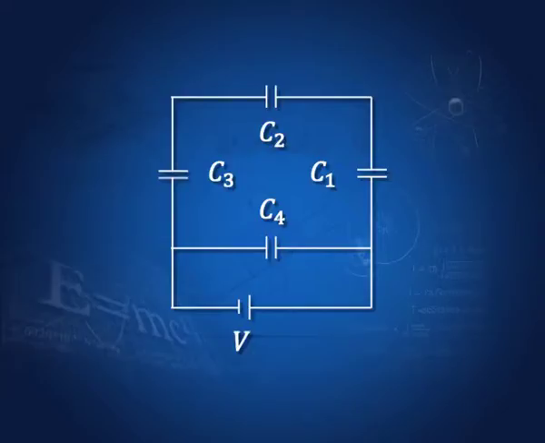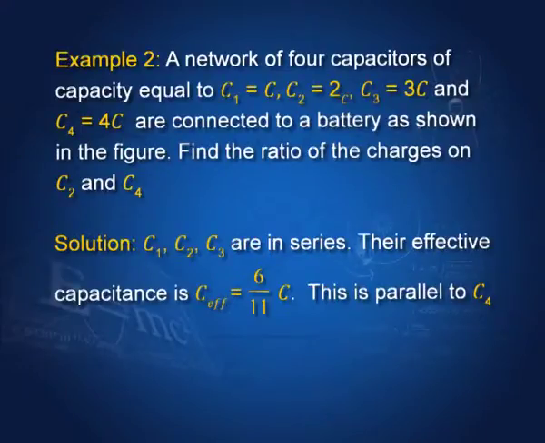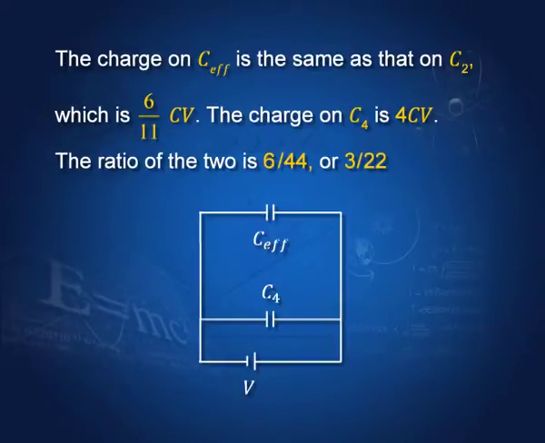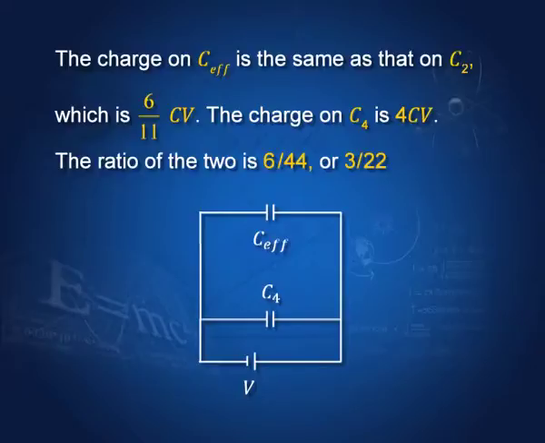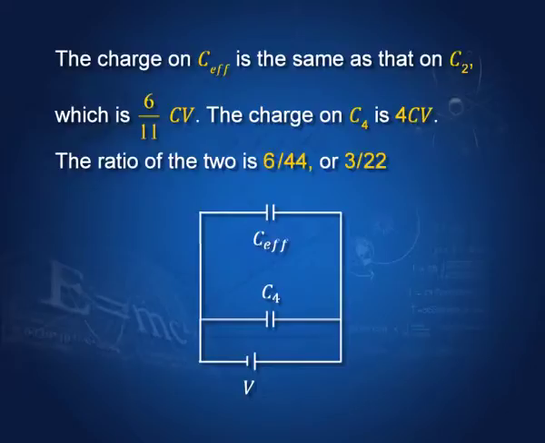So that is C effective, and then this is C4, and this is potential V. We can find the values, and C effective is 6 by 11 of C. Now C4 and C effective are in parallel, so they have the same potential. By the same token, the charges on C1, C2, C3 are the same as on C effective. What is the charge on this? C effective times V, and the charge on C4 is C4 times V. So you can find the ratio of the two charges, and this ratio is 3 by 22.